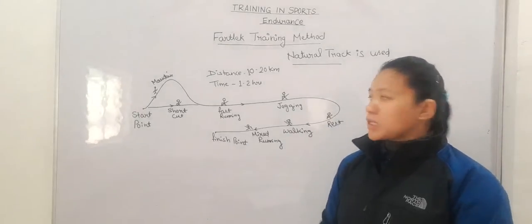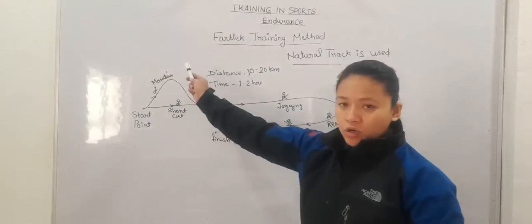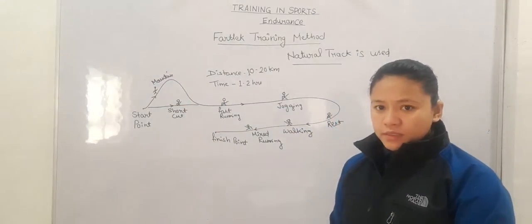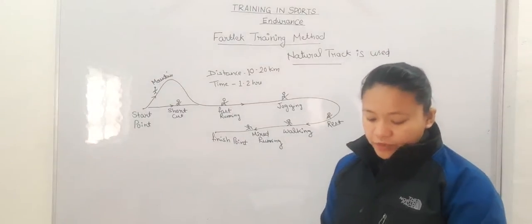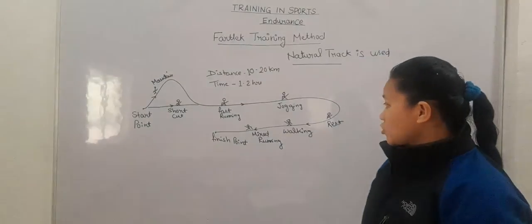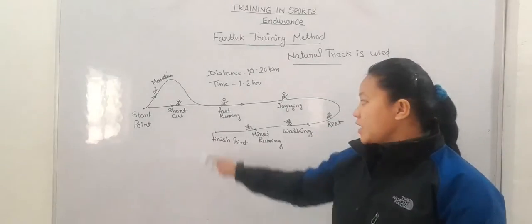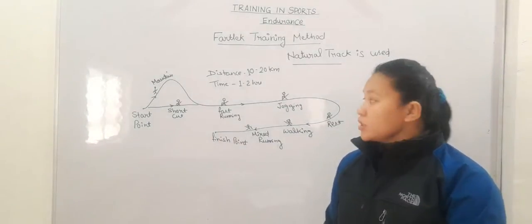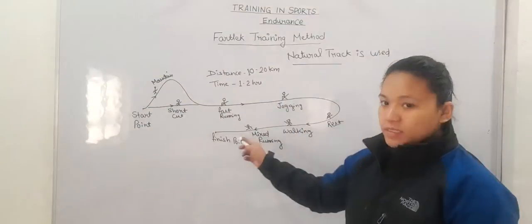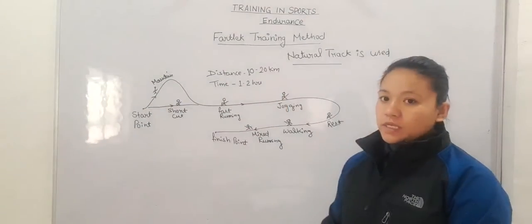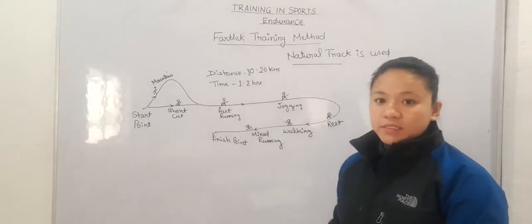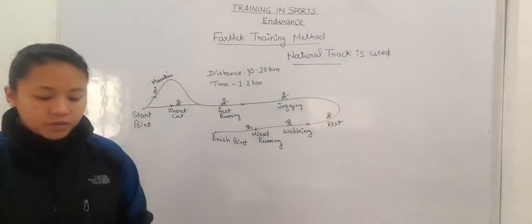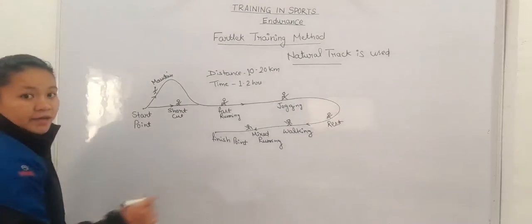He may use shortcut, long cut, he may run fast, slow, jogging, walking, rest, etc. He is free. But the thing to be kept in mind is that he has to reach the end point in a desired time. Usually the distance is kept around 10 to 20 kilometers and the time is kept around 1 to 2 hours. Next is advantage.